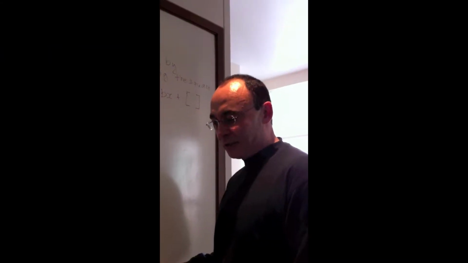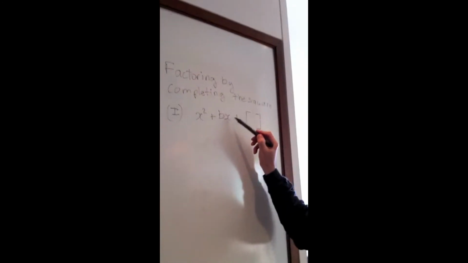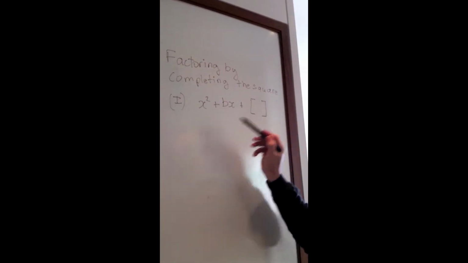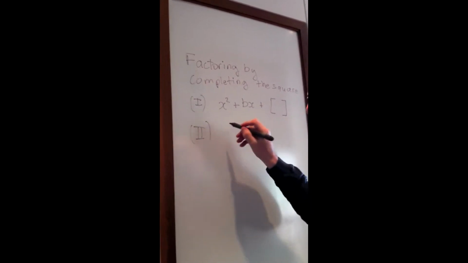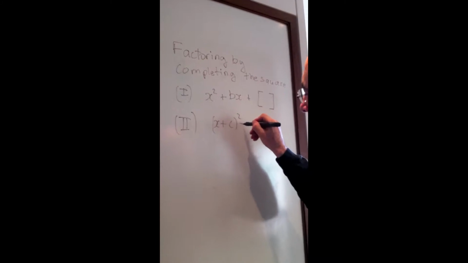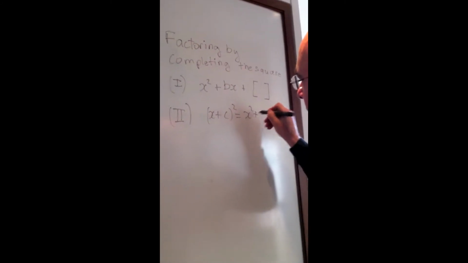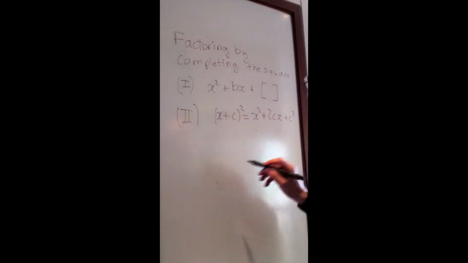Today's lesson is going to be on factoring by completing the square. Let's assume that we have a binomial x squared plus bx plus something in brackets. We're trying to figure out what goes in the brackets. A perfect square can be written as (x plus c) squared, which is x squared plus 2cx plus c squared.